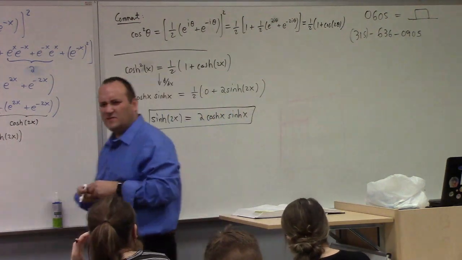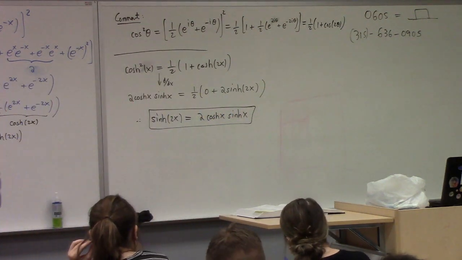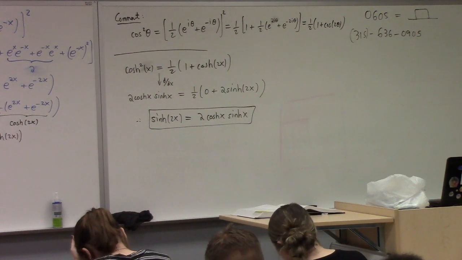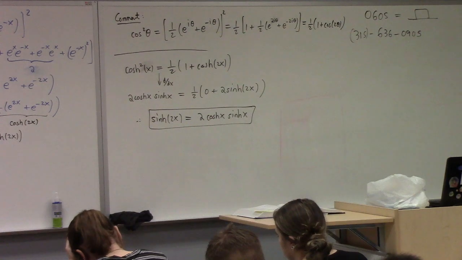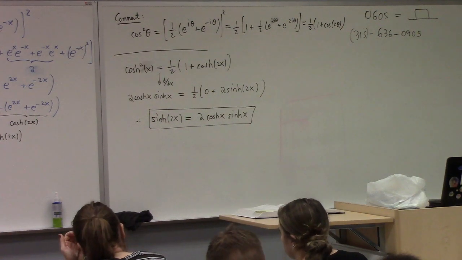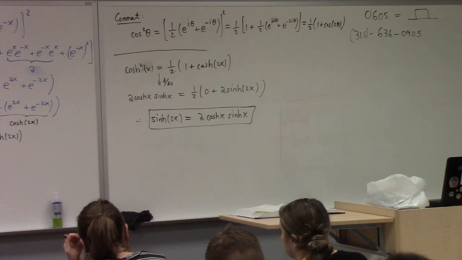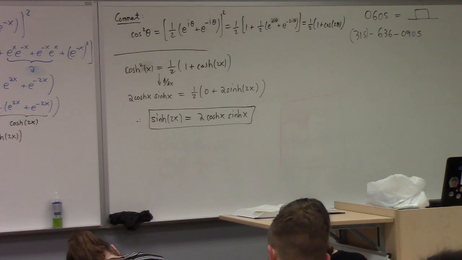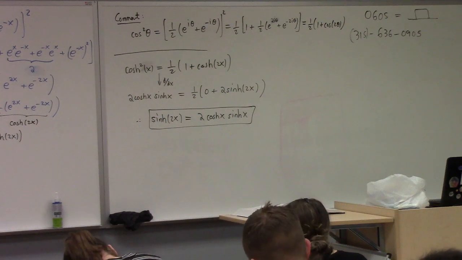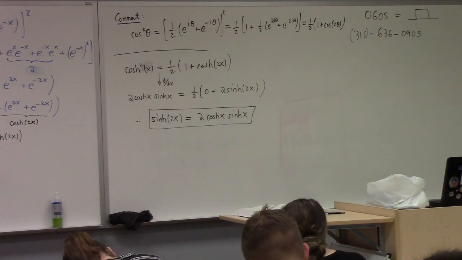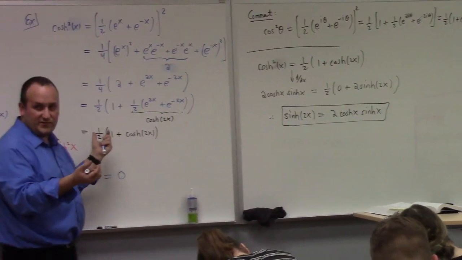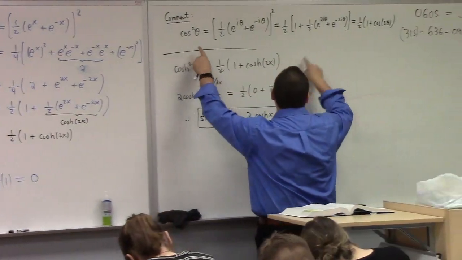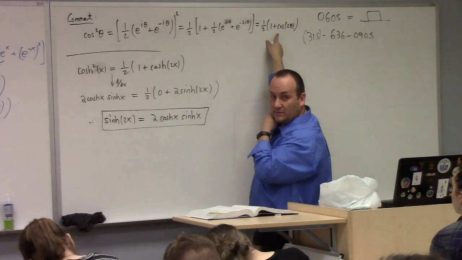What did we see yesterday? We saw that the sine of 2 theta was 2 sine theta cosine theta, right? So sometimes the analog between the trigonometric identity and the hyperbolic identity is just direct, right? Like, you see what I'm saying? This cosh squared equals 1/2 of 1 plus cosh 2x is really just straight analogous to the cosine squared equals 1/2 of 1 plus cosine 2 theta, right?